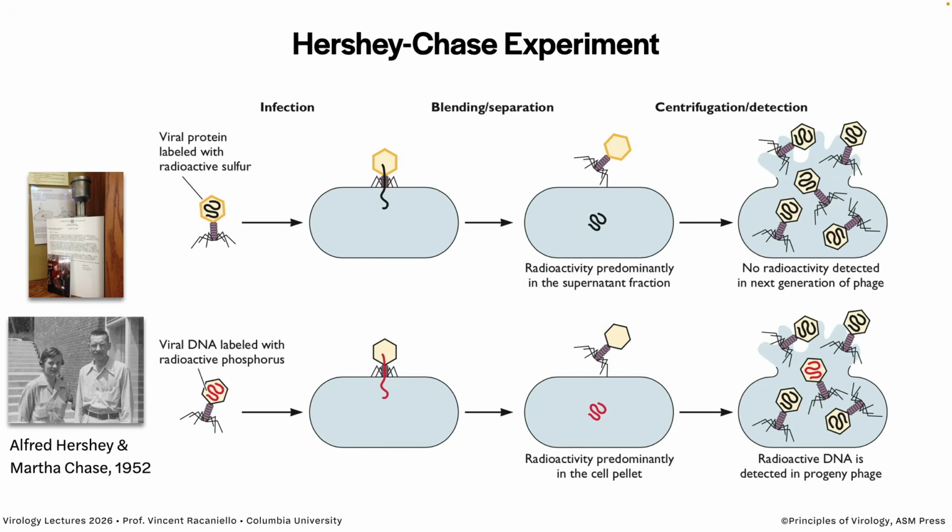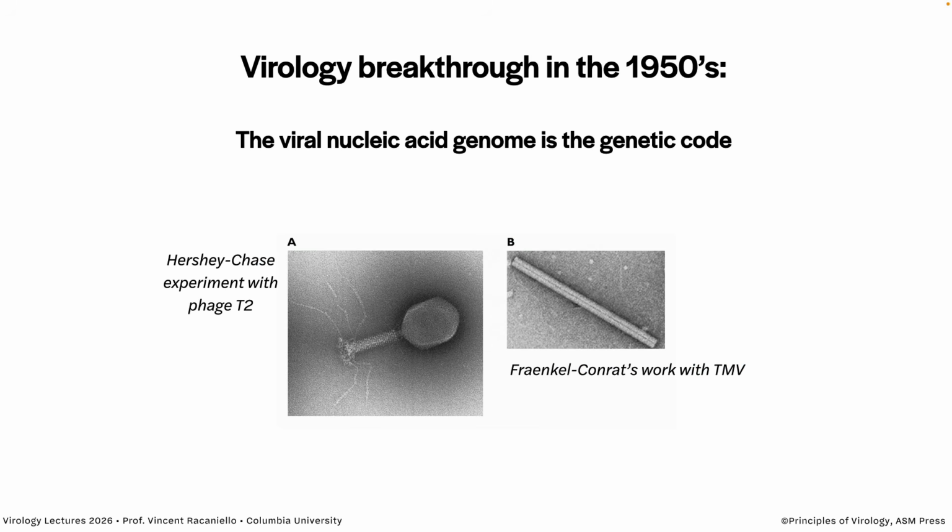So in the 1950s, we have a breakthrough in understanding viruses. We find out that the viral genetic information, the nucleic acid, is the genetic code. Now, we had already figured this out in 1944 for bacteria. In 1944, famous experiment, Oswald, McLeod, and McCarty here in New York City showed that bacterial DNA was the genetic material. And then in the 1950s, it followed for viruses.